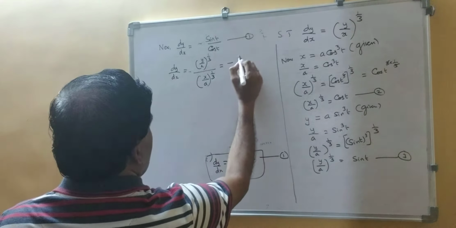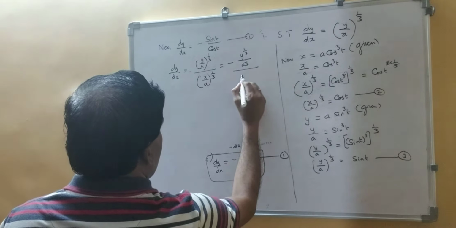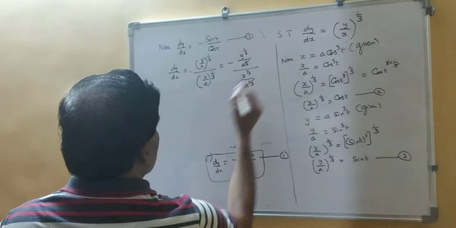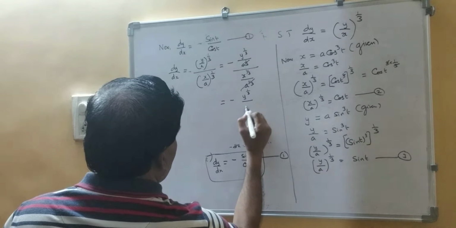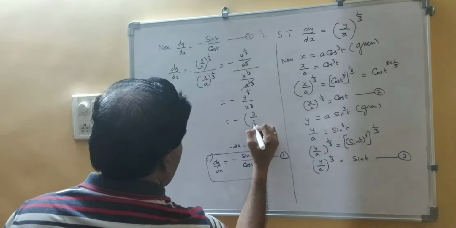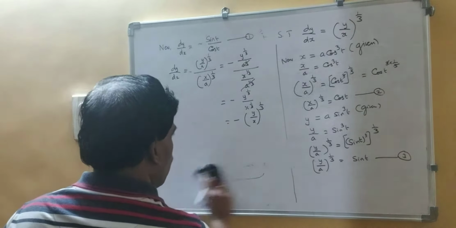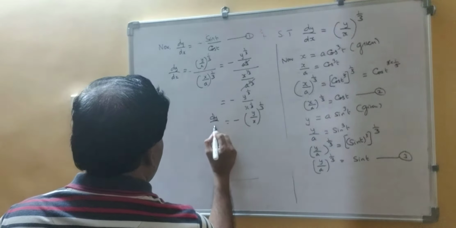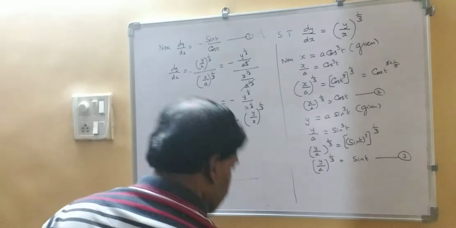See what you can write: y^(1/3) upon a^(1/3), whole divided by x^(1/3) upon a^(1/3). So you will be getting minus y^(1/3) upon x^(1/3). That means minus (y/x) whole raised to 1/3. This is one of the most important and interesting sums in parametric differentiation. Followed? Now next sum.